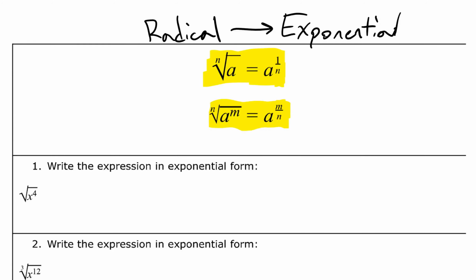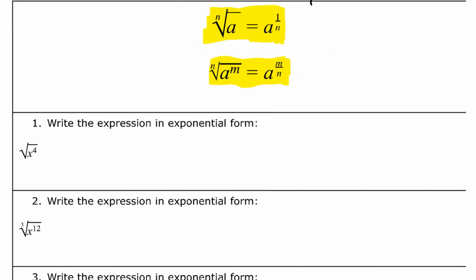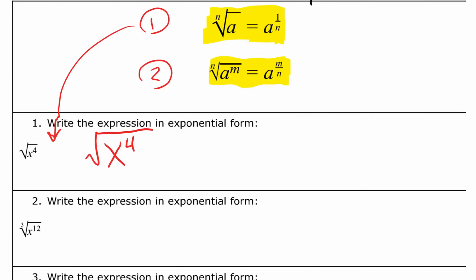Let's see. Example number 1. Let's just try some of these out. For example number 1, if we look directly at this reference right here, we can see that it's actually closer to number 1. Here we have the square root of x to the fourth. And what you can't see here is the index. Whenever it's not written, the index is 2. So at least for this case, this would be a 2 here, but we usually don't write that in general.